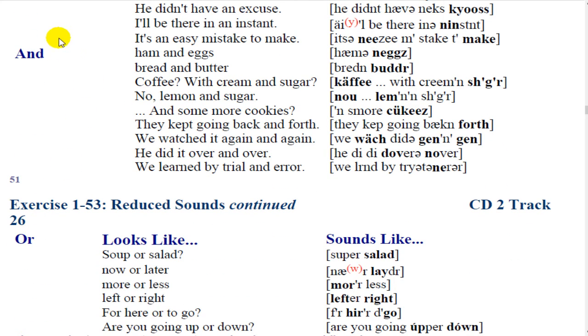And. Ham and eggs, bread and butter, coffee with cream and sugar? No, lemon and sugar. And some more cookies? They kept going back and forth. We watched it again and again. He did it over and over. We learned by trial and error.